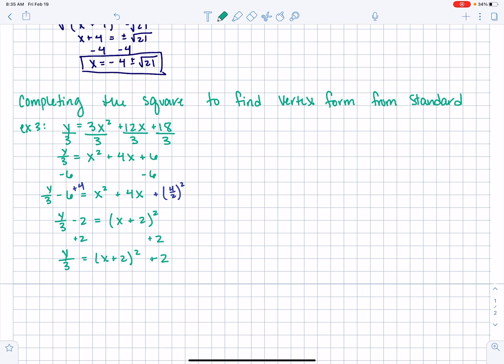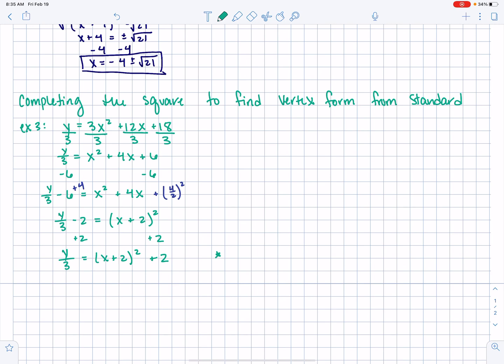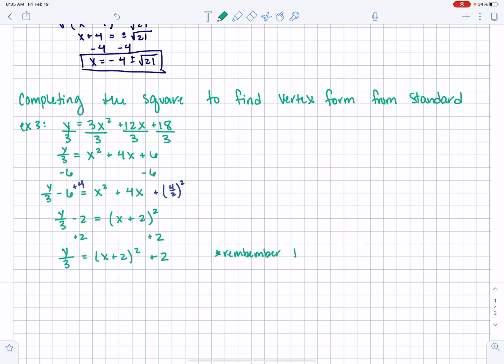But here is the really important part. Let me even highlight it for us, is that remember to multiply every term by that a value. So we divided by 3 before. Now we need to multiply everything by that 3, so by this 3 down here, to make it disappear. I even switched colors so that we can see. So we're going to multiply here by 3, this one by 3, and the 2 by 3.